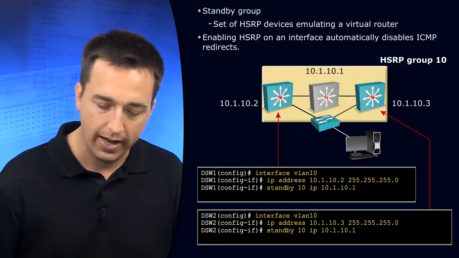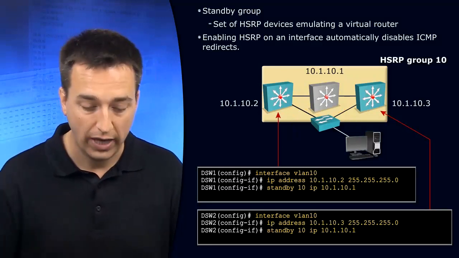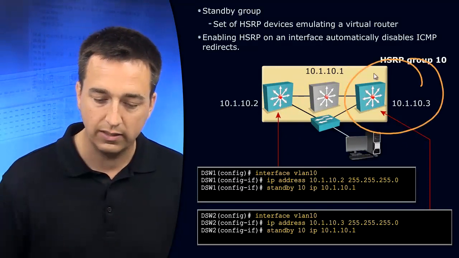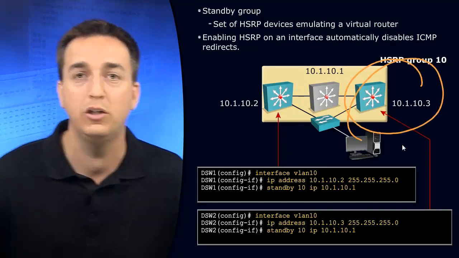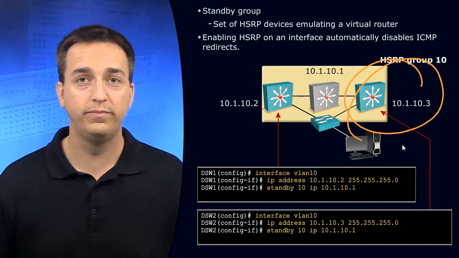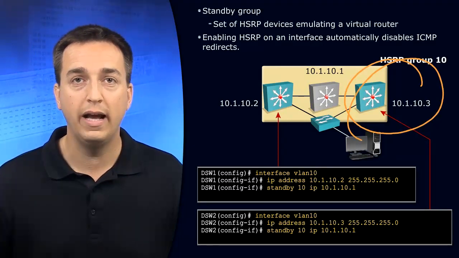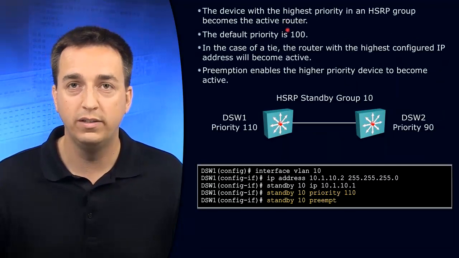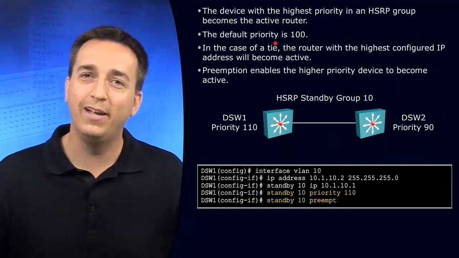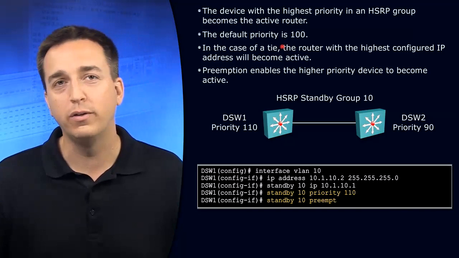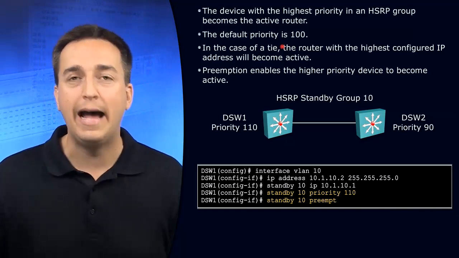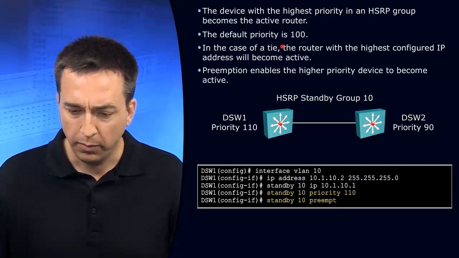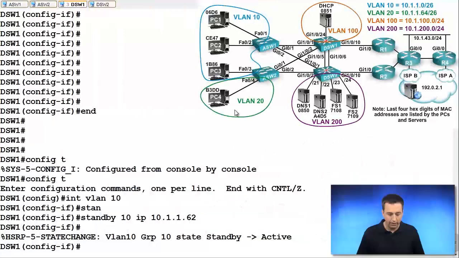So based on that, if priority is tied because we haven't changed it, then I am going with the fact that this multi-layer switch, DSW2, becomes the active forwarder because we have priority tied in this case. It's defaulted to 100, and then when a tie occurs, the router with the highest IP address becomes active. So DSW2 is active in that particular case. But what about our live topology?